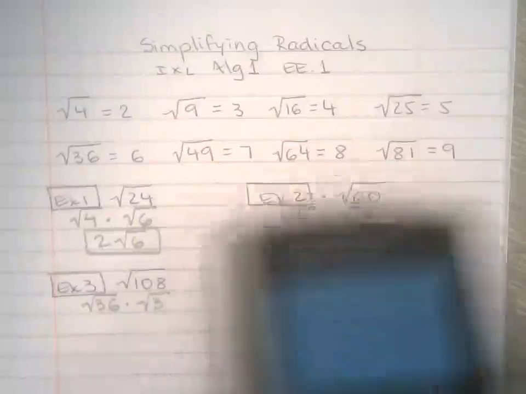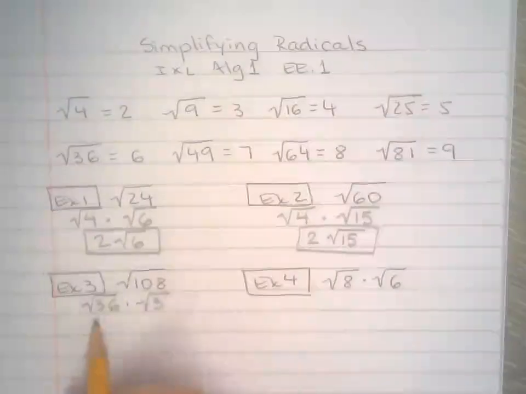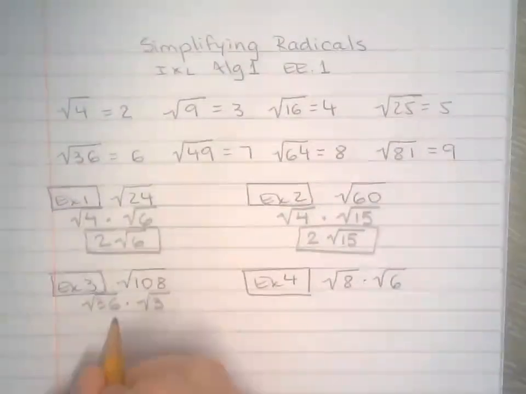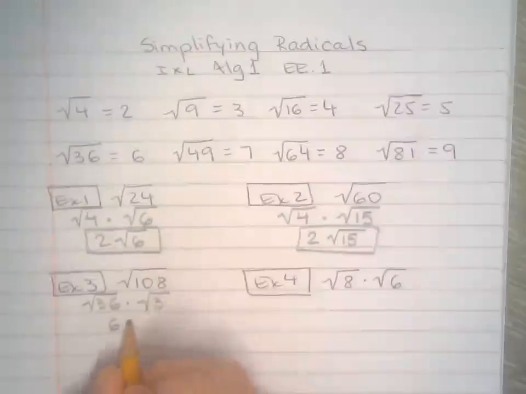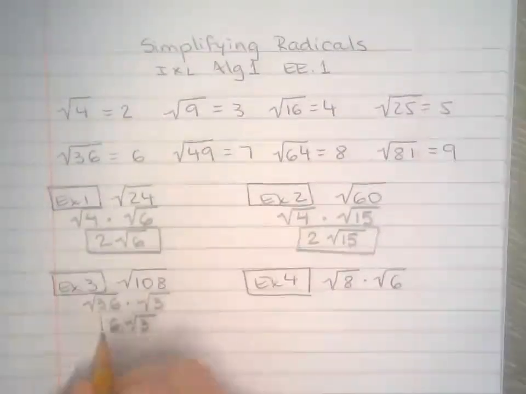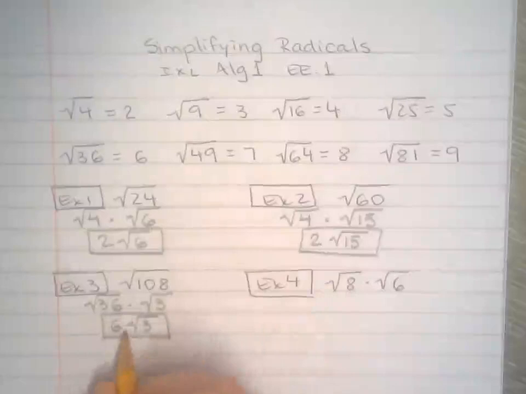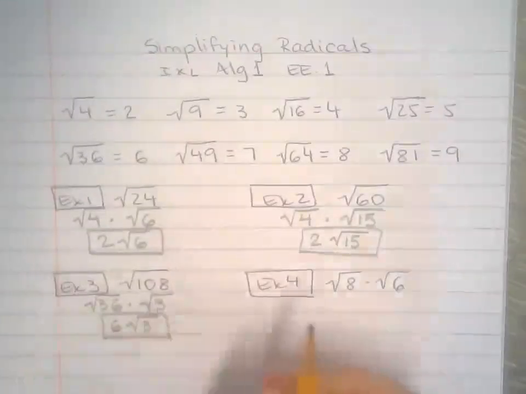All right? Take the square root of 36, you get 6. And then you have square root of 3. You can choose to put the multiplication sign between them or not. Your choice.